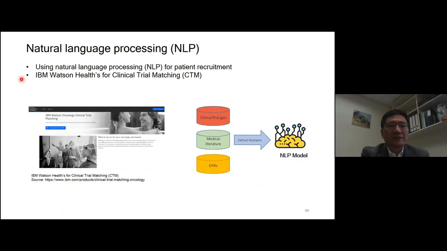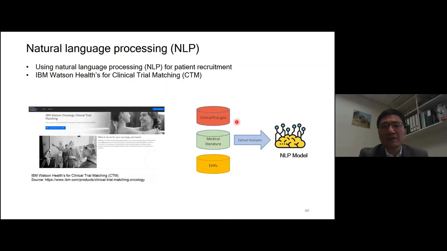And using this neural language processing for patient recruitment, for example, in the US, one clinical trial matching center uses this approach.